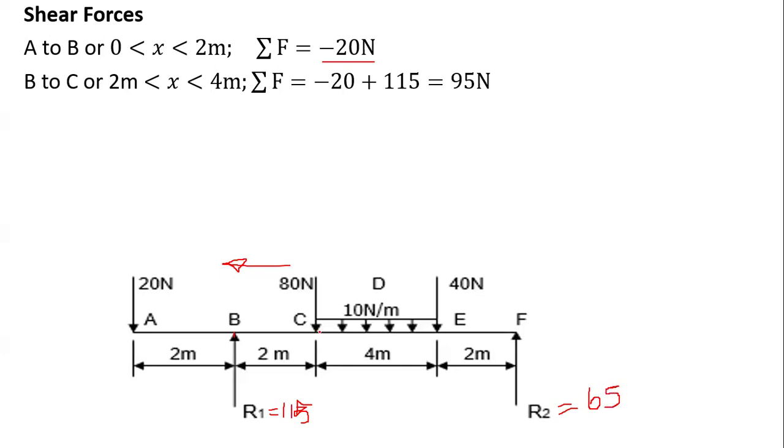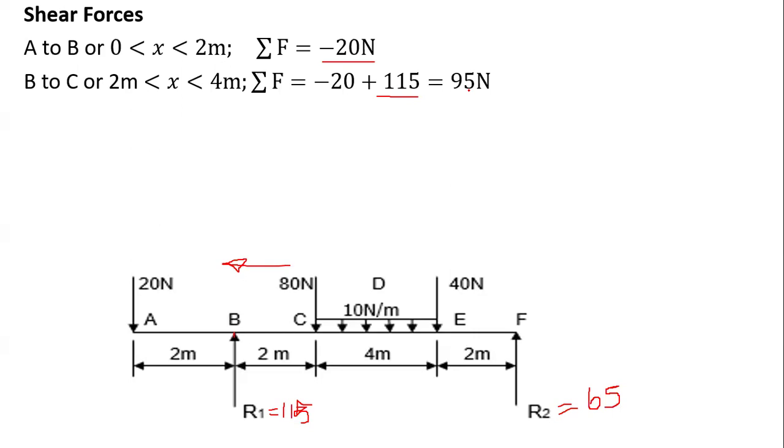Now, following the same principles, this force is pointing downwards, telling us that it's negative. 115 is an upward force, representing positive. So the two of them are standing side by side like that. I have negative 20 plus 115, giving me 95 newtons.